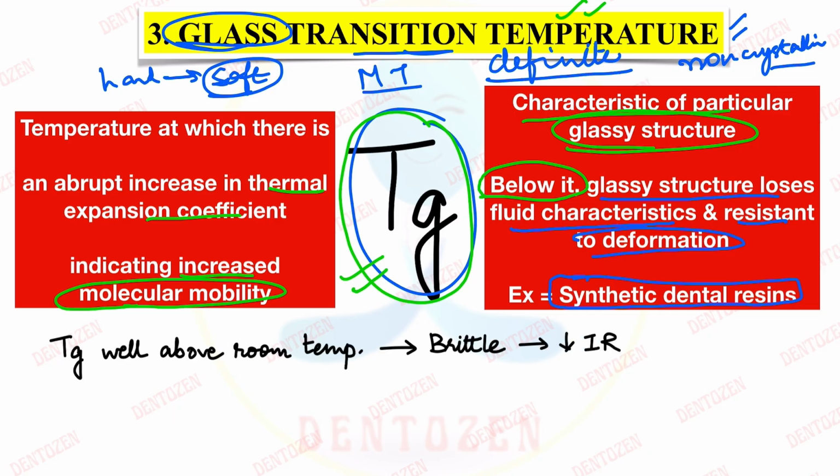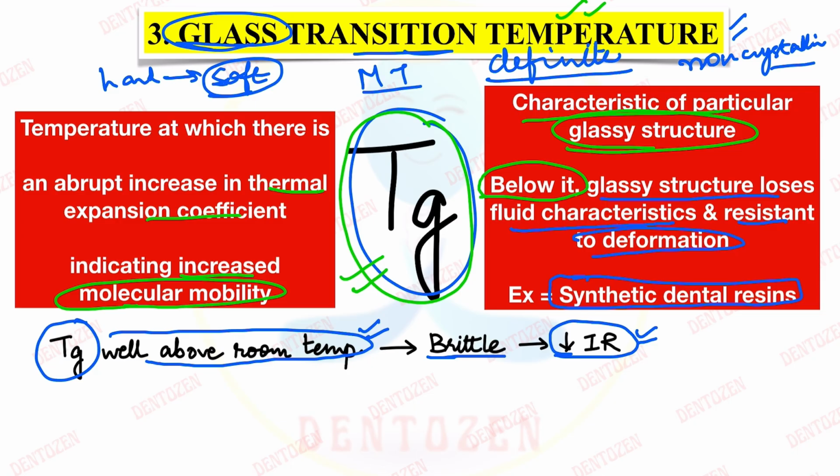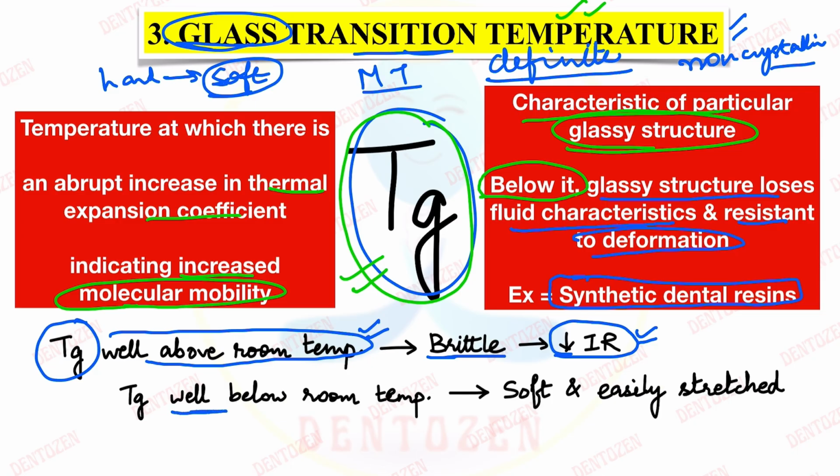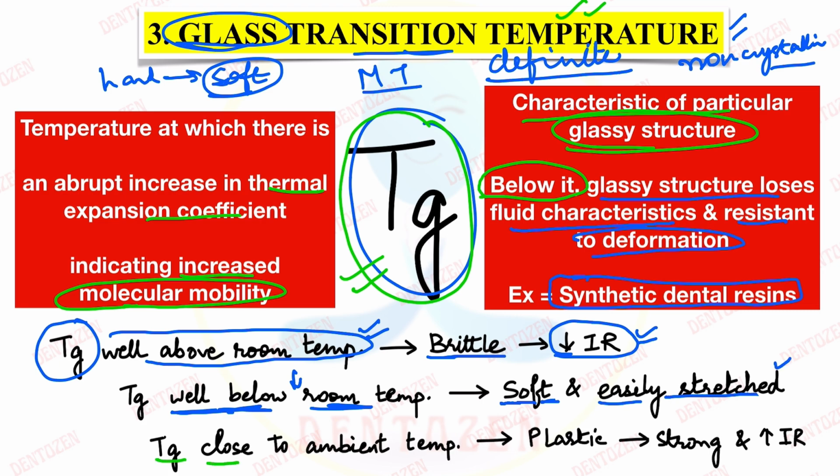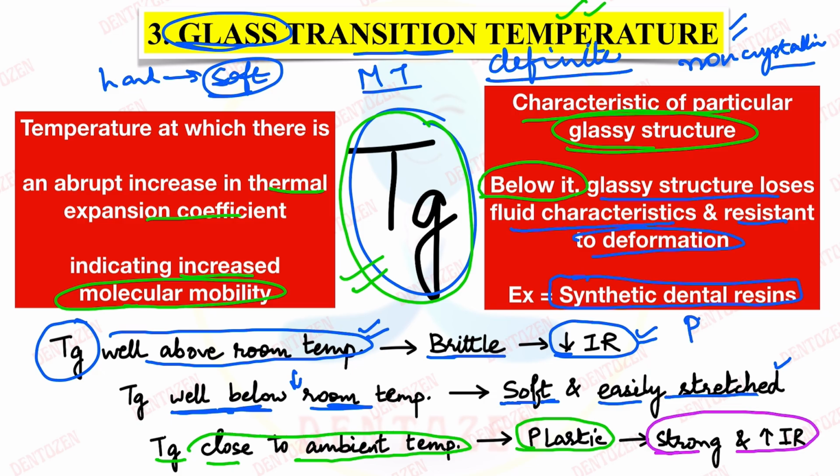For example, certain materials whose glass transition temperature is well above room temperature exist as brittle polymers. They are stiff and have very low impact resistance at this temperature. Other materials where the glass transition temperature is well below room temperature exist as soft elastomers and can be easily stretched. Then there are certain materials whose glass transition temperature is close to ambient temperature, so they show plastic behavior at this temperature and they are strong and tough and have high impact resistance. Substances like plasticizers are used where we want to reduce the glass transition temperature.